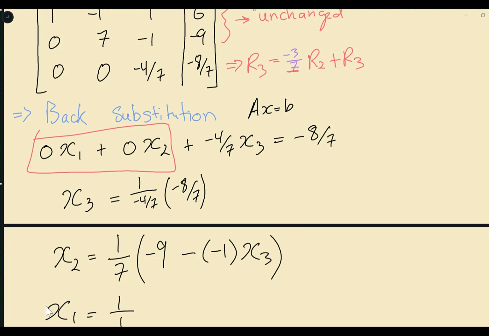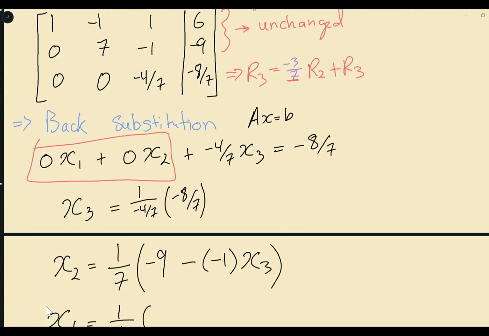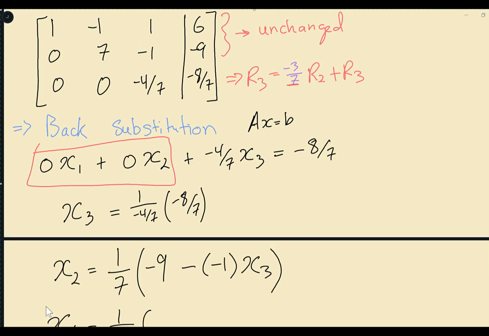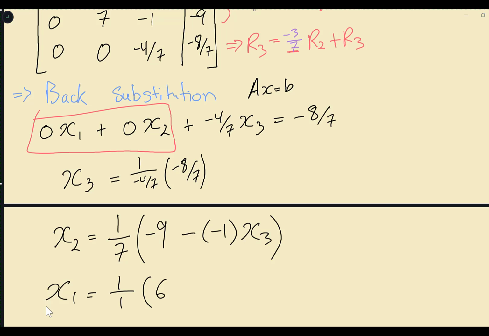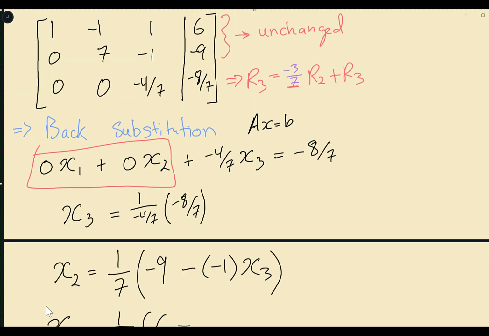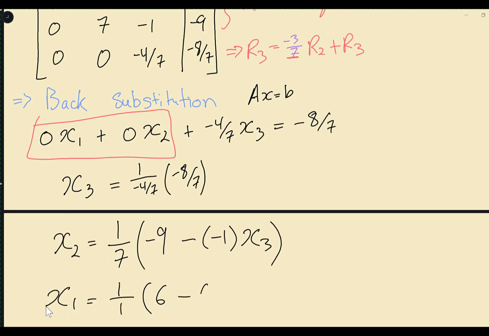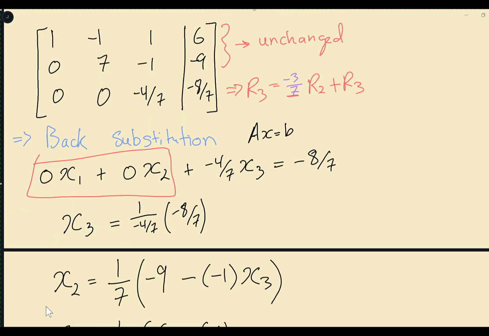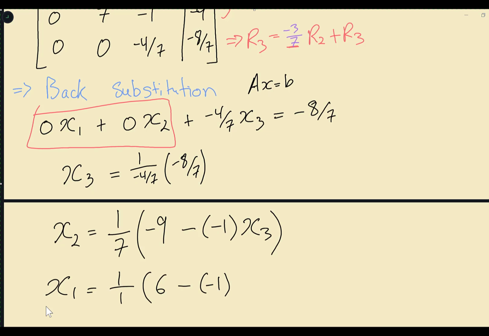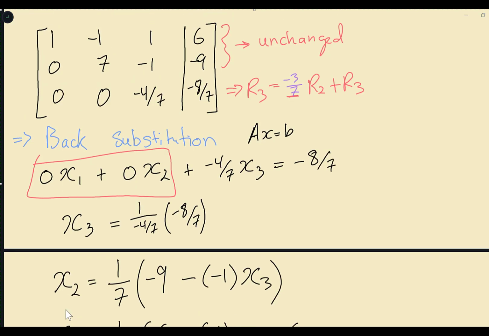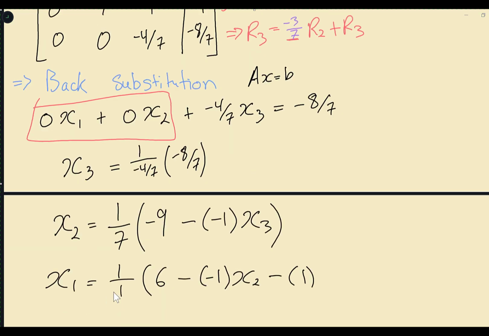1 times what? Just a 6, right? 6, and then we do minus -1, all right? So -1 times what? x2 minus the next coefficient, which is 1, times x3. All right?